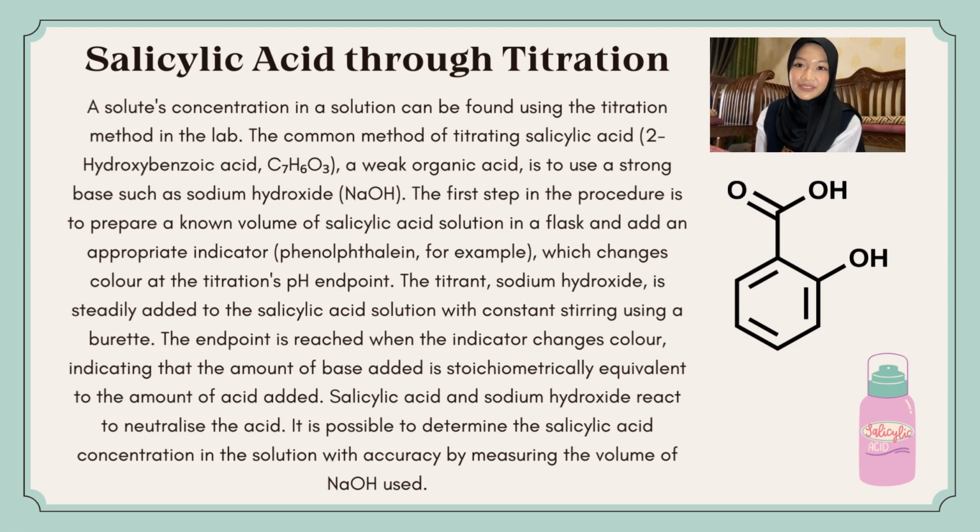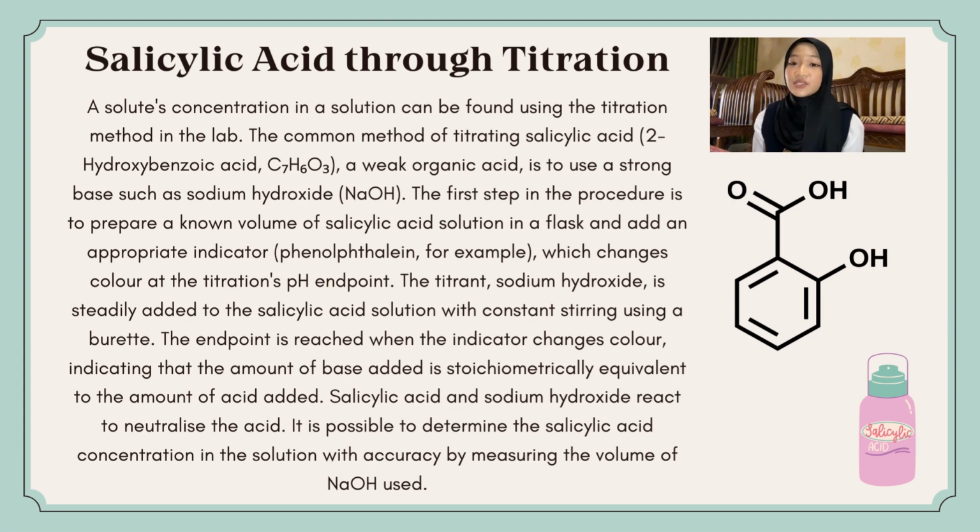A solid's concentration in the solution can be found using the titration method in the lab. The common method of titrating salicylic acid, 2-hydroxybenzoic acid, C7H6O3, a weak organic acid, is to use a strong base such as sodium hydroxide. The first step in the procedure is to prepare a known volume of salicylic acid solution in a flask and add an appropriate indicator, phenolphthalein for example, which changes color at the titration pH endpoint.